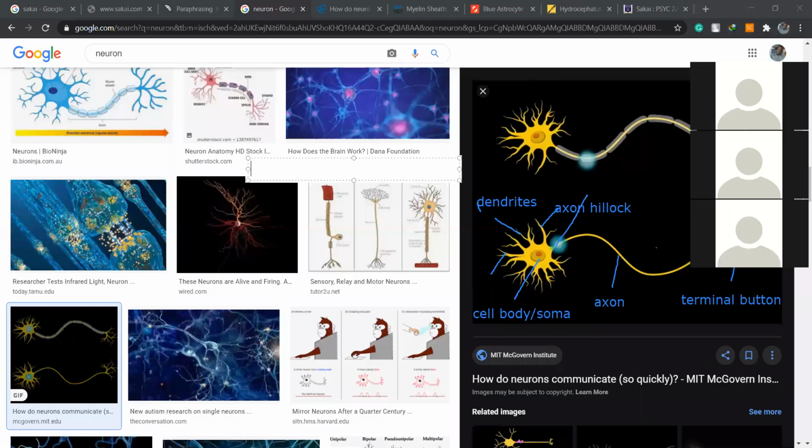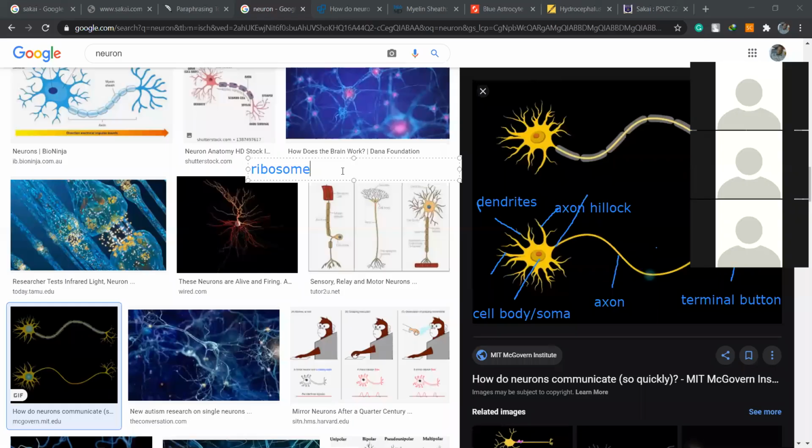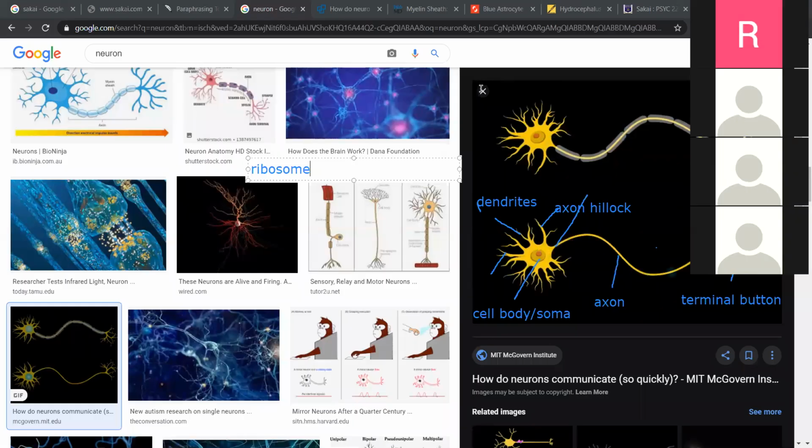Then the next one is ribosome. The ribosome, okay, Richard. Okay, so I would say the mitochondria converts chemical energy from the food we eat into an energy form that the cell can use. Exactly. Then what of the ribosome? The ribosome.